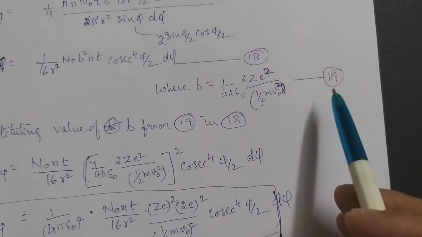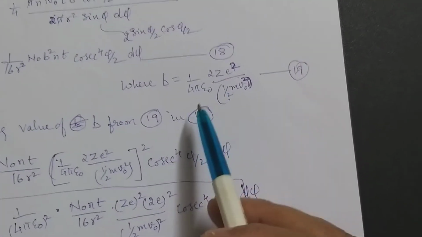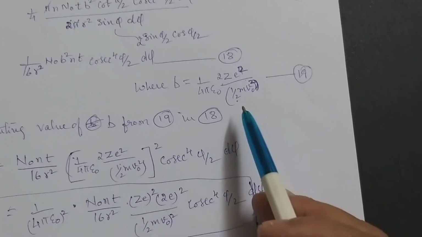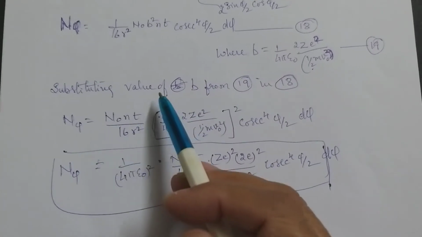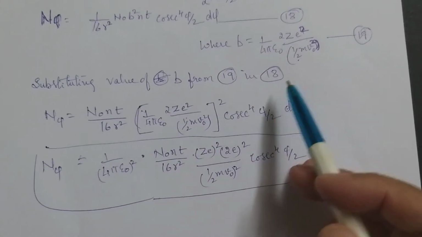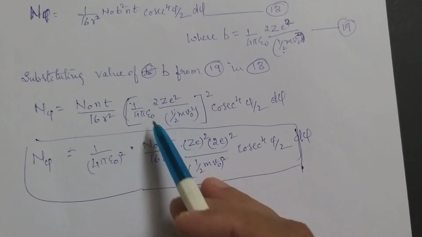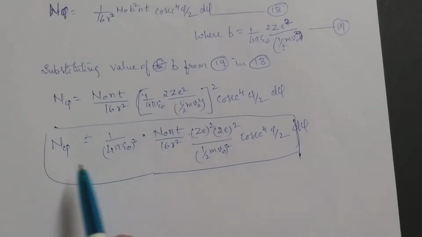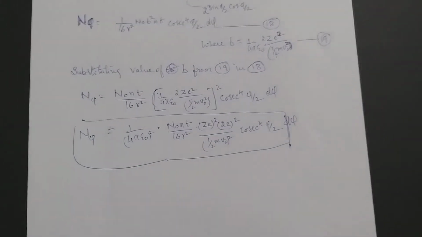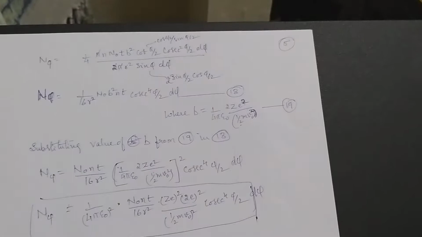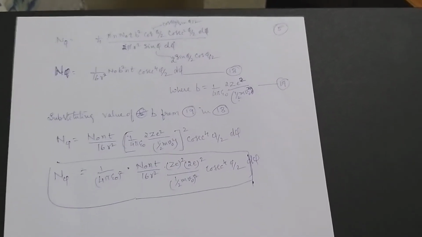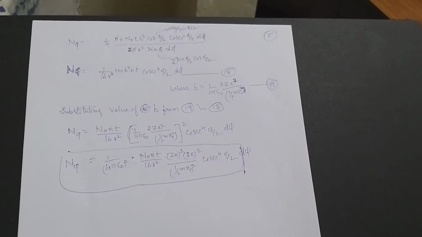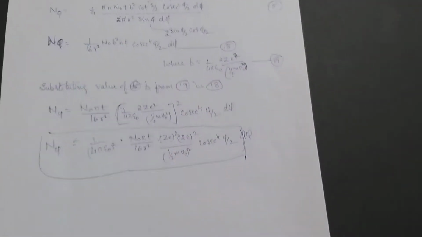This is the final equation where b is defined as 1 by 4 pi epsilon naught 2z square by half m v0 square. Now substituting the value of b from 19 in 18, they have substituted the value of b instead of b square and written the equation. This is the final equation which tells us the number of particles which get deflected within the angle phi and phi plus d phi per unit area.